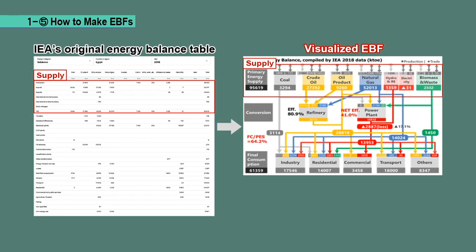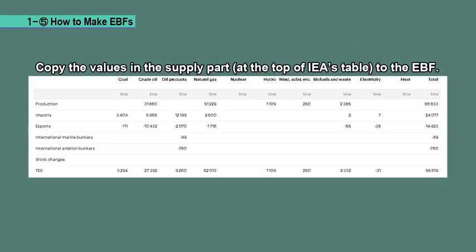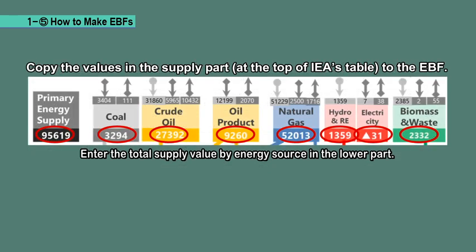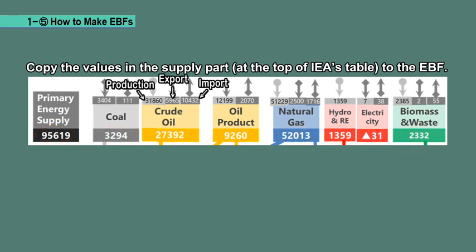First, look at supply, the top part of the IEA energy balance table. Type the total by energy in the lower part. In the upper part, type the values of production, export, and import. Here, biofuels and waste complicate matters a bit.